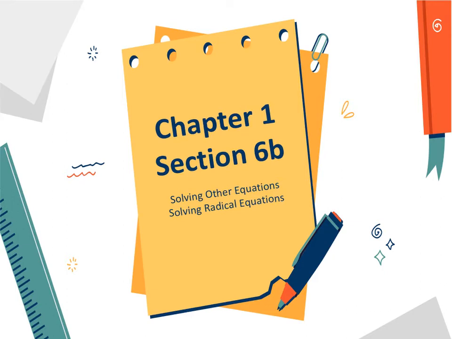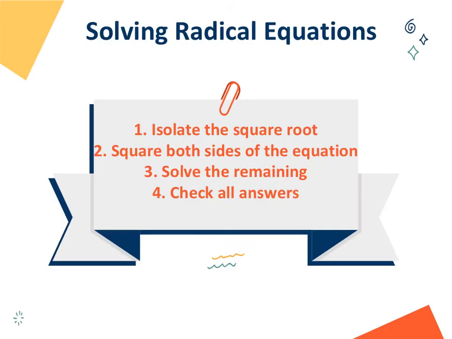So let's go ahead and see what the steps are for solving a square root equation. Step number 1 is to isolate the square root. Step number 2, we'll square both sides of the equation. By squaring both sides, that will eliminate the radical. And then we need to solve the remaining.